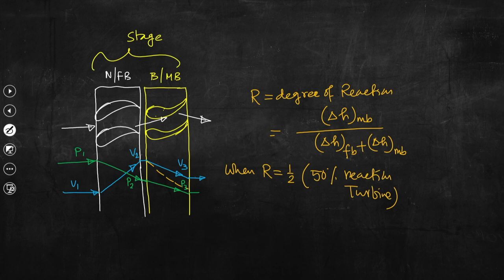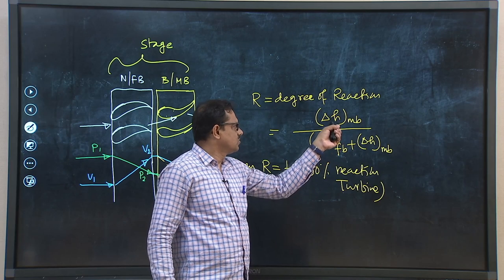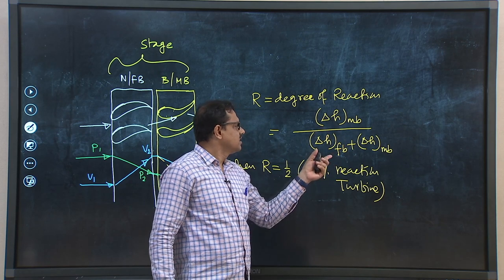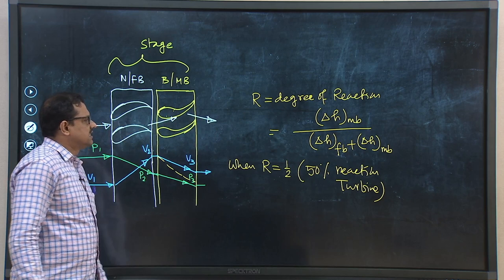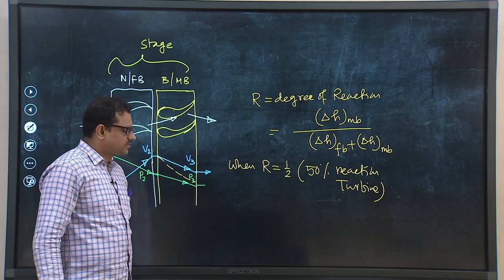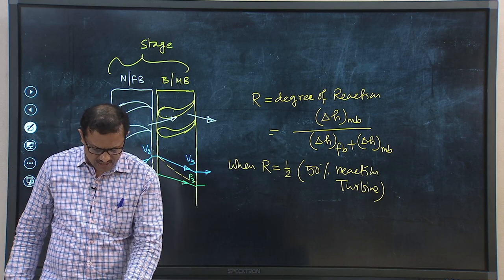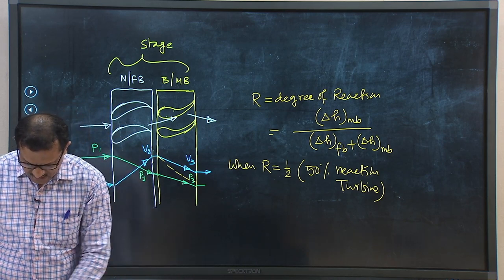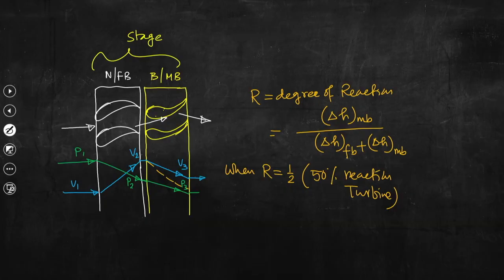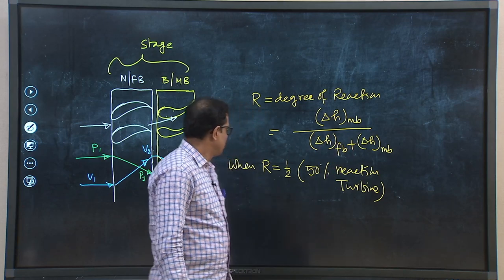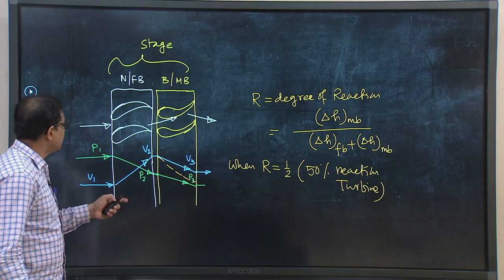It is obvious that when R equal to 0, then it is a purely impulsive turbine. So, enthalpy drop of steam inside the moving blade is 0, and when R equal to half, this is the 50% reaction turbine that we are discussing. When R equal to 1, then the enthalpy drop in the fixed blade is equal to 0, that means this is a purely reaction turbine.